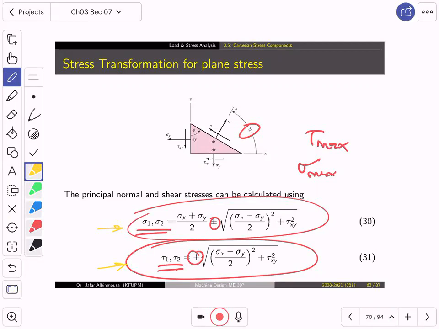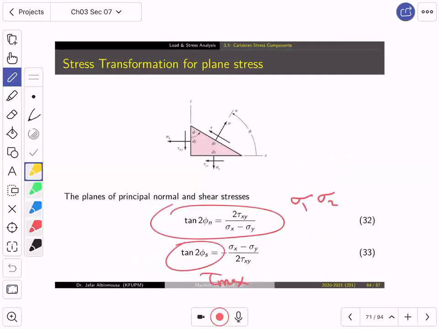Similarly, this is the same with tau. The equation, I think you are familiar with it. And the orientations where sigma 1 and sigma 2 reach their corresponding values, and tau 1 and tau 2 reach their values, are phi n and phi s. S stands for shear and N for normal. Good.